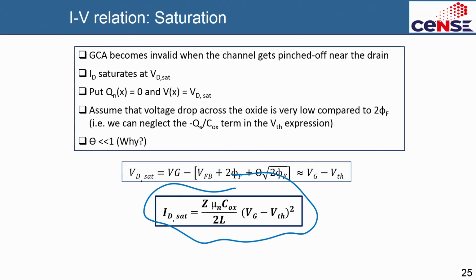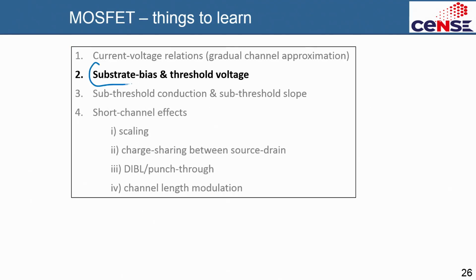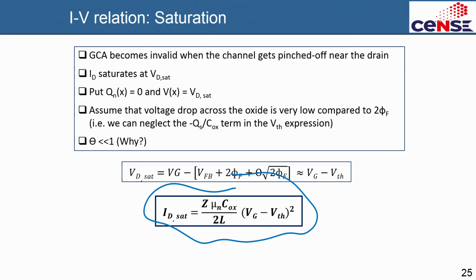With this we conclude the IV relationship, and in the next class we will study substrate bias and the effect of substrate bias on the threshold voltage. So we are moving at good speed. We'll end the class here. We have discussed the difference between the linear and the saturation regime. We have also derived the expressions for the current for the linear and the saturation regime. These are approximations of the main expression that we had derived for the current.